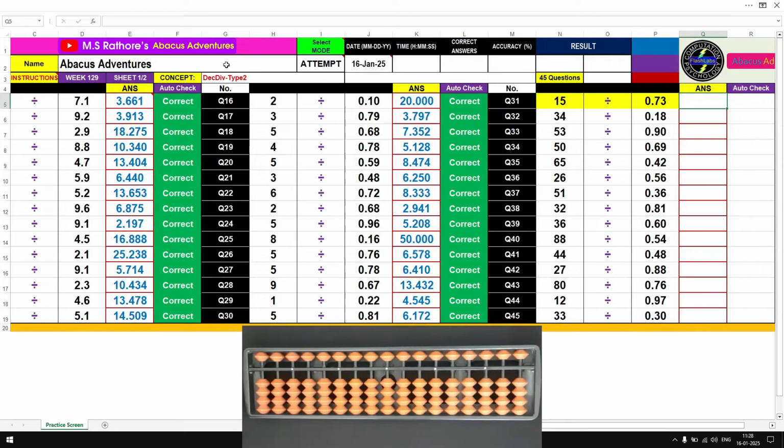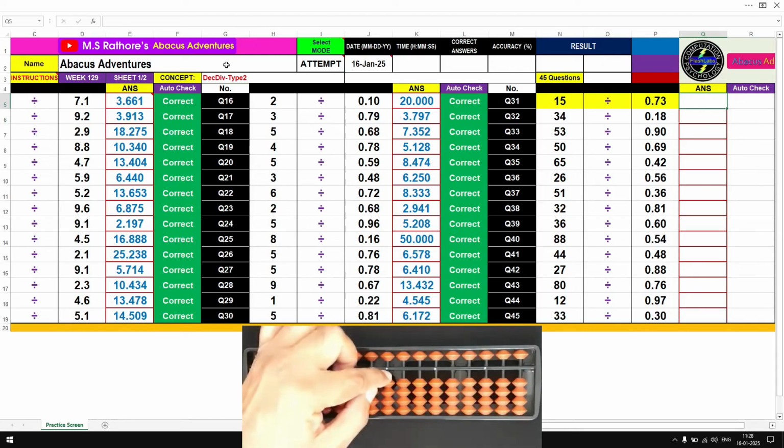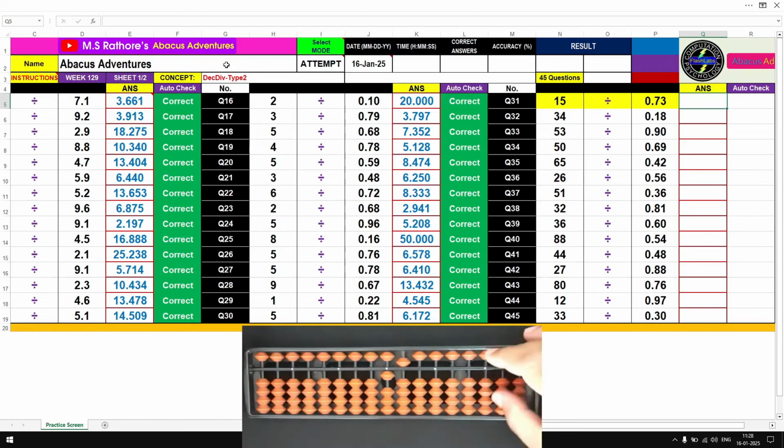Question number 31, 15 divided by 0.73. Two digits in the dividend, 1 and 5, minus the symbol and minus 0, the 0 before the decimal point in the divisor. So 2 minus 1 is 1. We have to place 15 from rod number 1 here, divided by 73, because we are treating both the values as normal values now. So the question is 15 divided by 73. Now my finger is below 15.